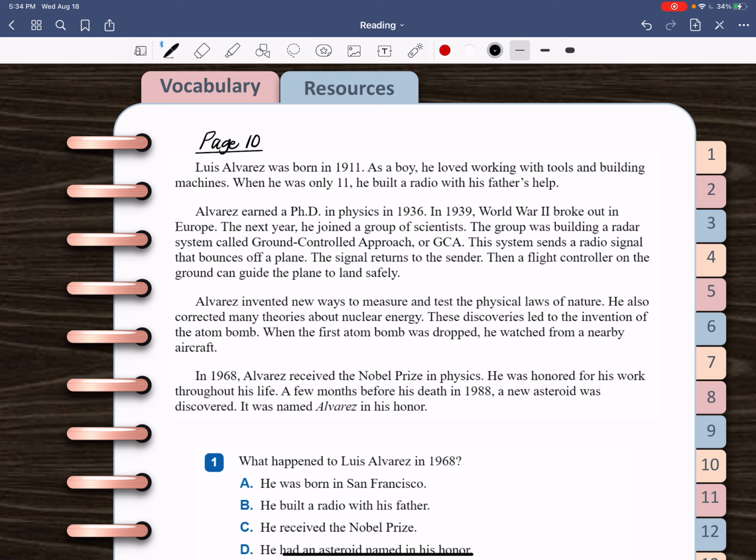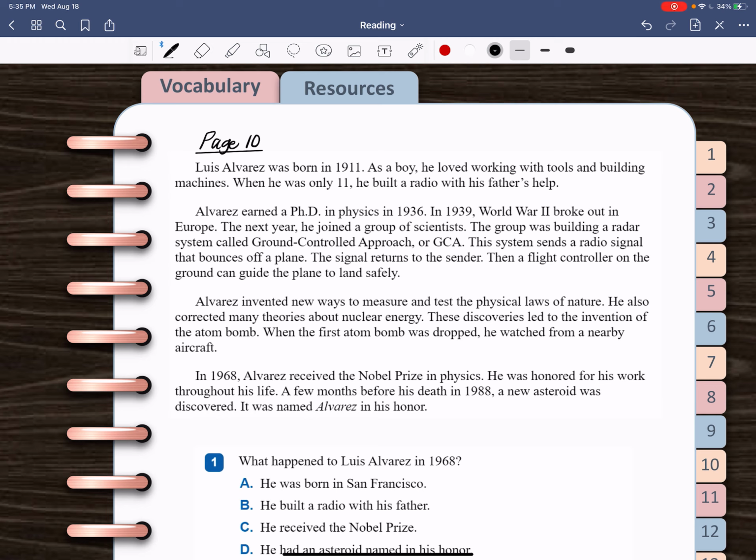In 1939, World War II broke out in Europe. The next year, he joined a group of scientists. The group was building a radar system called Ground Control Approach, or GCA. This system sends a radio signal that bounces off a plane. The signal returns to the sender. Then a flight controller on the ground can guide the plane to land safely.